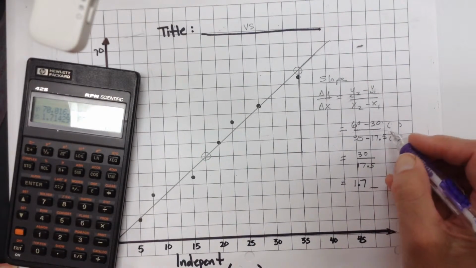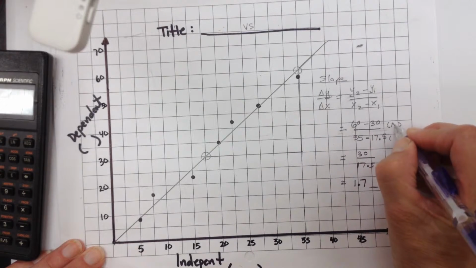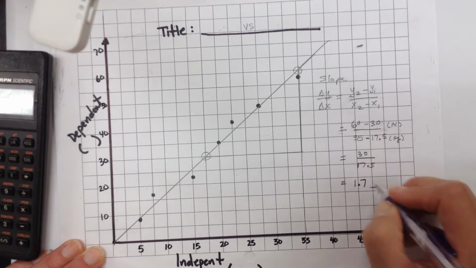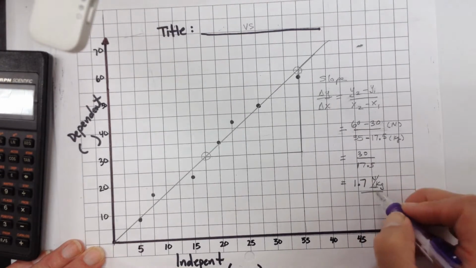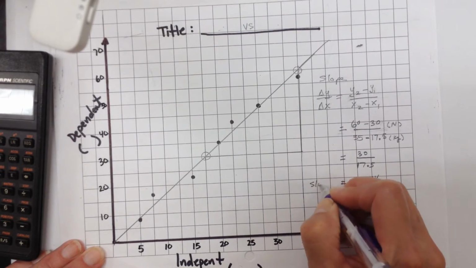So if this unit over here is newtons and this unit over here is kilograms, this unit is going to be a newton divided by a kilogram. Okay, so don't forget your units on it, and that will be the value of your slope.